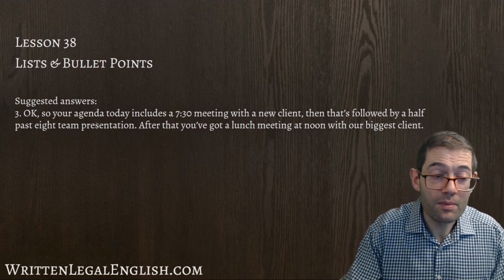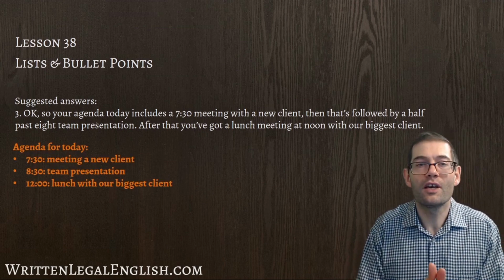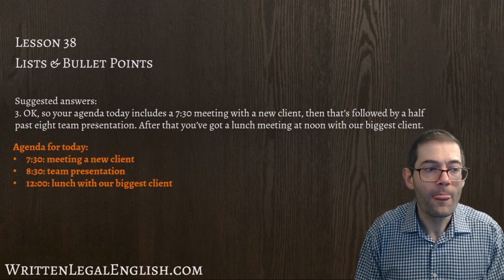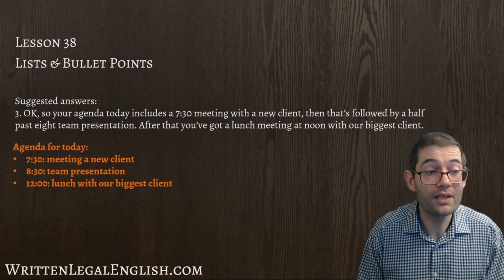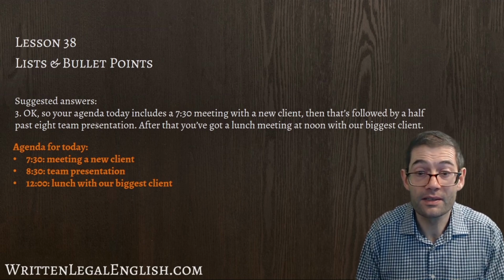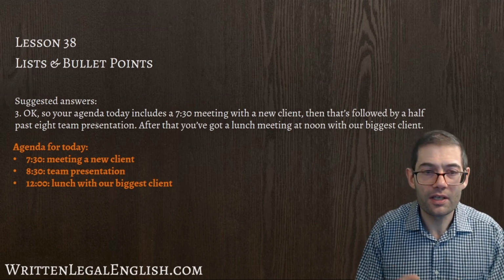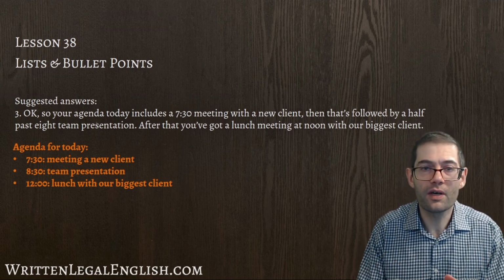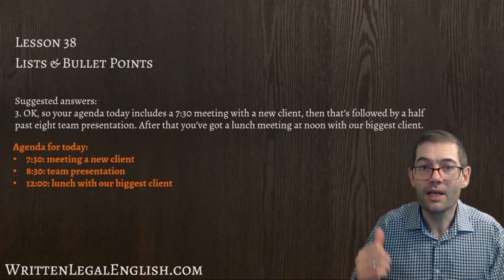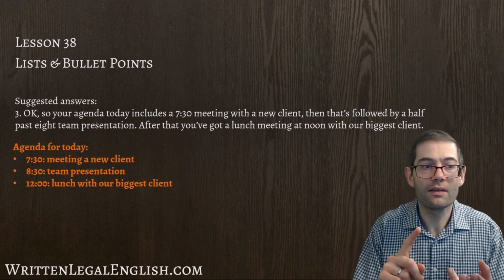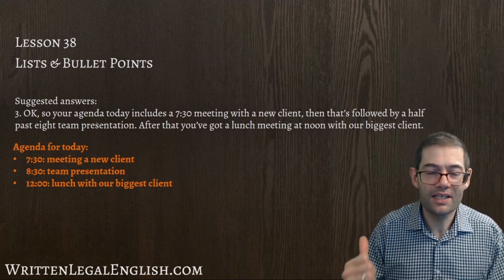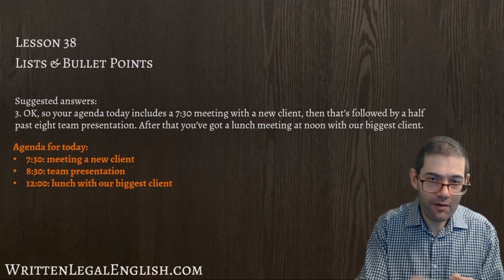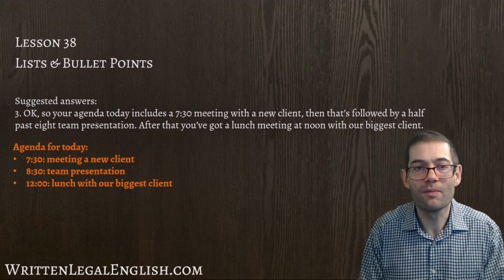But if we put it in a list, then it becomes a lot more memorable. Agenda for today: 7:30 meeting with a new client, 8:30 team presentation, 12 o'clock lunch with our biggest client. And of course, here, as you can see, I've unified the format for the time. In the original, I've got 7:30, then 8:30, and then noon. And here, I'm just using the same format of time, so it's very easy to see, very easy to remember.